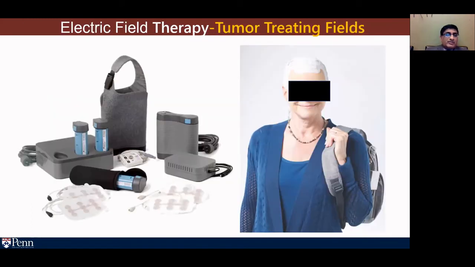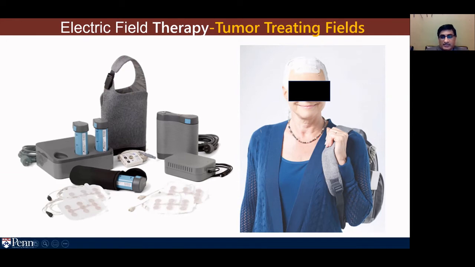So now I will briefly talk about what are the electric field therapy, what are the tumor treating fields. The tumor treating field basically involves an oscillating electric field, which is tuned at a particular frequency and a particular intensity. The frequency is approximately 200 kilohertz for gliomas, and the intensity is around 1 to 3 volts per centimeter. And these tumor treating fields are delivered by means of two pairs of transducer arrays.